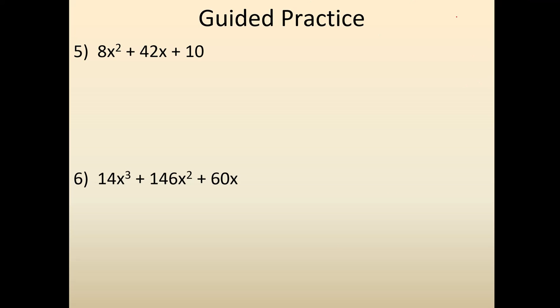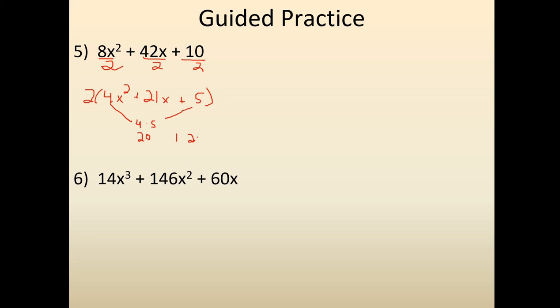All right. So once again, can we factor using greatest common factor? And the answer is yes. The biggest number looks like it's going to be 2. So just divide all these terms by 2. I get 4x squared plus 21x plus 5. Multiply the 4 and the 5, and I get 20. All the factors that multiply to 20 and add to 21.